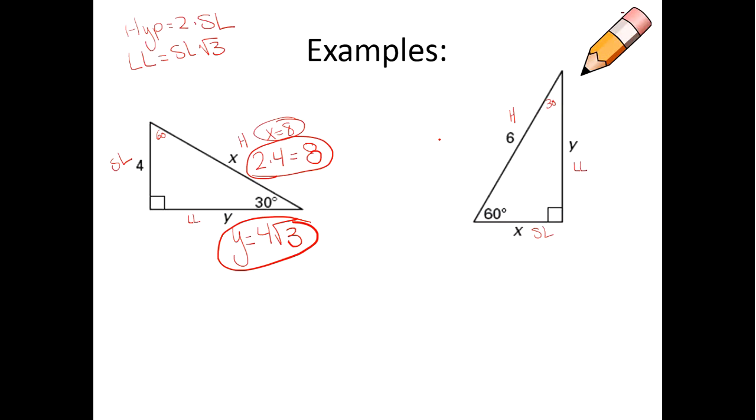So if I plug that into my formula, hypotenuse 6 is 2 times my short leg, which is x. So let's solve for x here. Divide by 2. So I'm going to get x is 3. So my short leg now is 3. So the long leg, remember, is whatever short leg is with a square root of 3 multiplied. So my long leg then, not x, that's y. y is 3 square roots of 3, because all it is is the short leg with a square root of 3 attached.